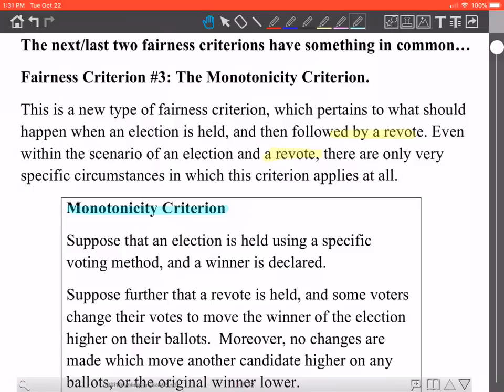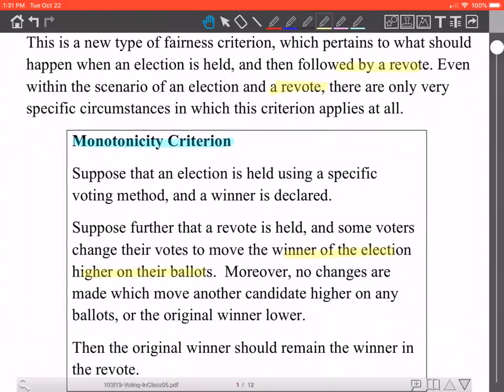And in the revote, some of those voters are going to change their votes to move the winner of the original election higher on their ballots. So for example, suppose that candidate A wins in the original election, then there's a revote, and voters who maybe didn't have A in first place now decide to move A up on their ballots and put A in first place. As long as no other changes are made where any other candidate is moved higher, what the monotonicity criterion is saying should happen is that the same person should win no matter what. If the voters change their votes to favor the original winner of the election, that winner should still be the winner even after the revote.